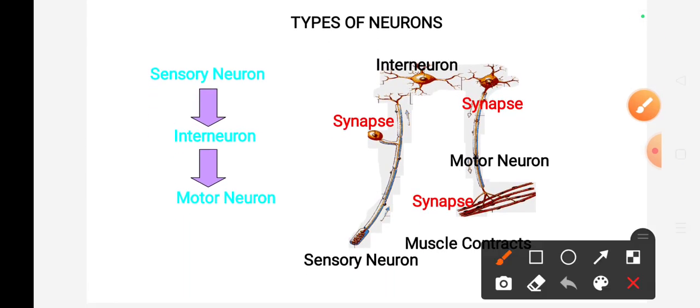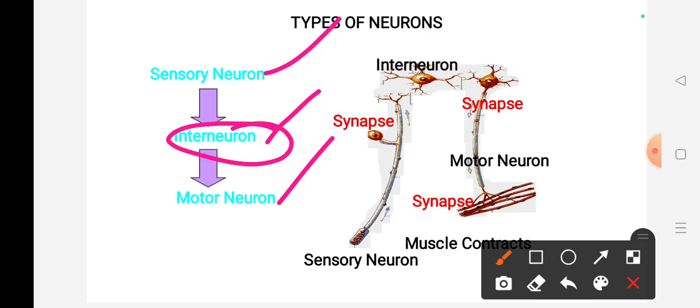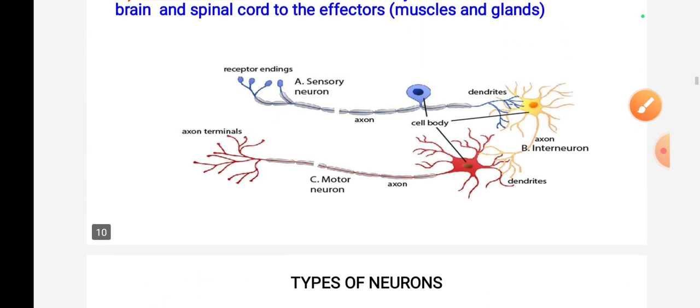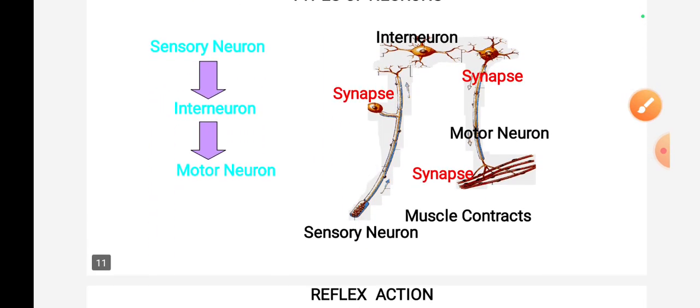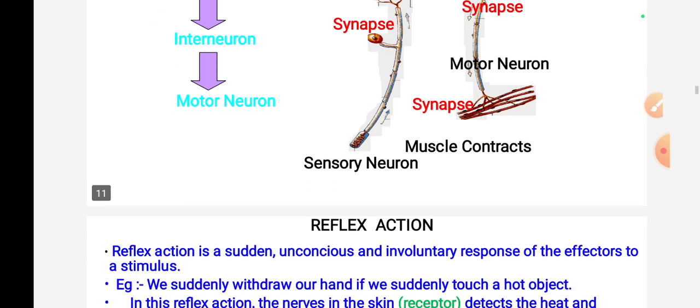Then types of neurons. There are three types of neurons: sensory neuron, interneuron, motor neuron. Interneurons are helpful to connect sensory neurons and motor neurons. In previous diagrams also we have seen this. This is the interneuron. It connects the sensory neuron and motor neuron. And synapse we already discussed.